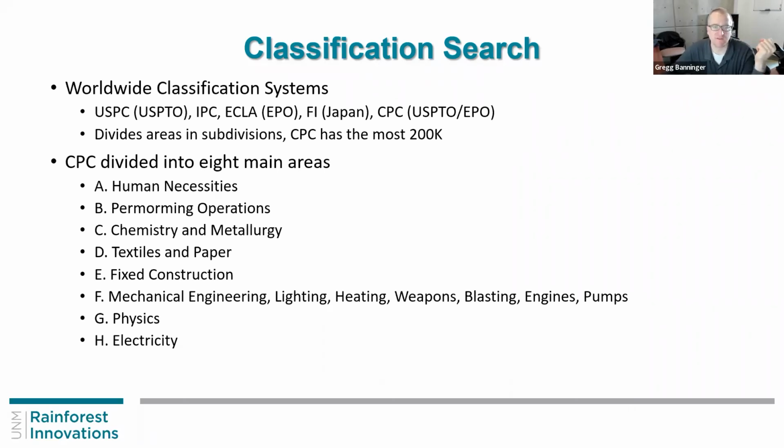And I think overall there's 200,000 different areas to look into. It's divided into 8 huge areas, and then in between there are subsections and subsections, as listed here.